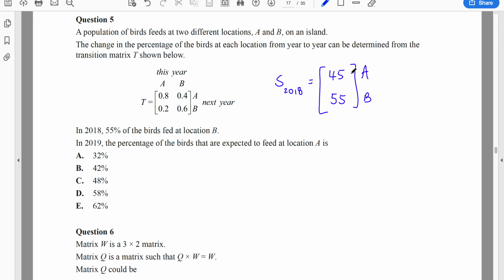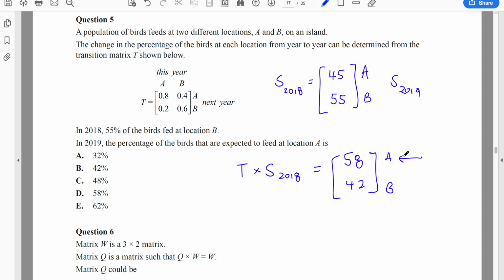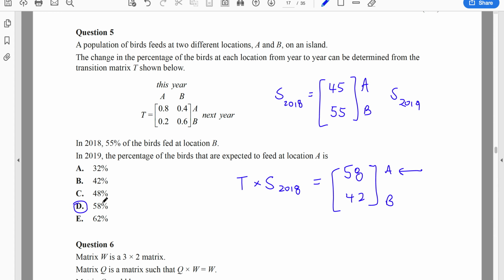Now that we know that, we are asked in 2019 the percentage of birds expected to feed at location A. So we want this number here, but for S 2019. So all you had to do with this one, now that you've established S 2018, is just take the transition matrix and multiply that by S 2018, and what you'll get is 58, 42. And so since we're asked for the percentage of birds expected at location A, we can see that that is 58%. So the answer for question 5 was D.